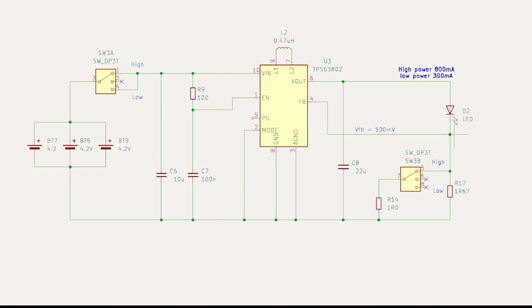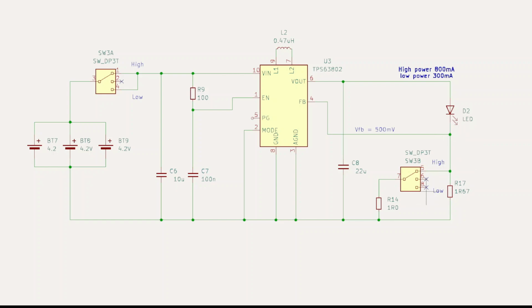And the feedback is a 500 millivolt level signal, and so basically when that point reaches 500 millivolts with reference to ground, then it will stop changing the output. It will keep that output level constant. And so for the high power option, we have two resistors in parallel, so it draws about 800 milliamps to get to the 0.5 volts.